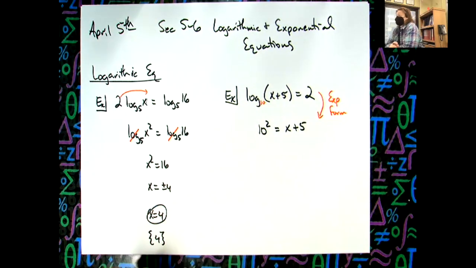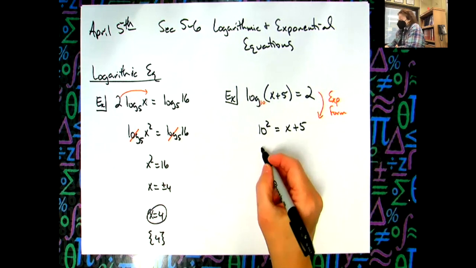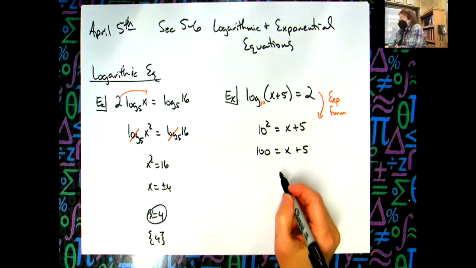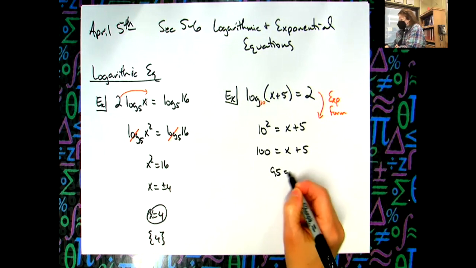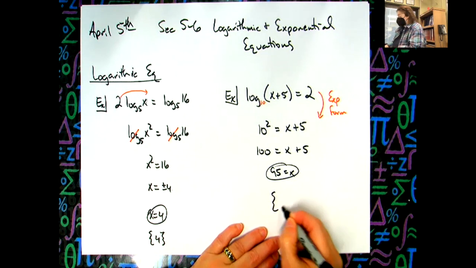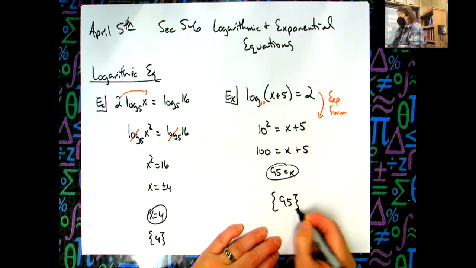And then again, we're down to an equation that is easy to solve. Squaring that 10 on the left-hand side, we get 100. Subtract 5, we're going to get 95. All right, so again, x equals 95. In set notation, the answer would look like that.